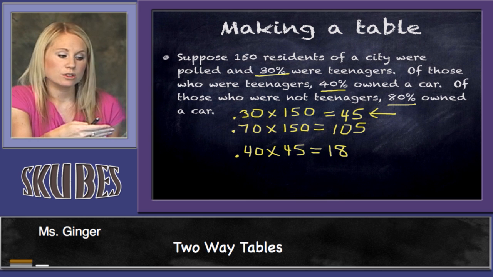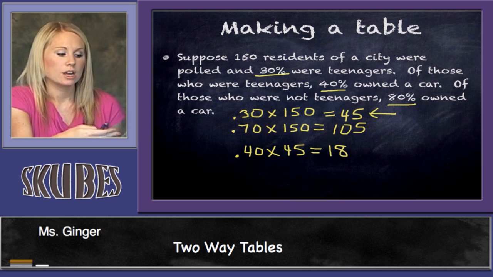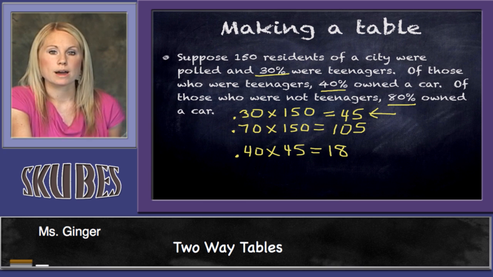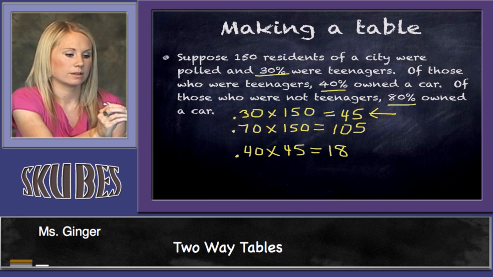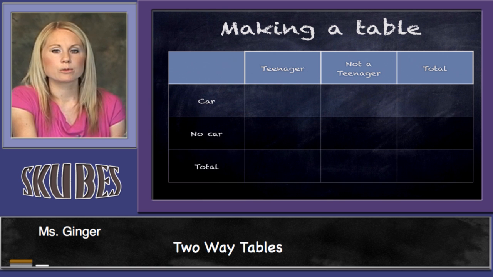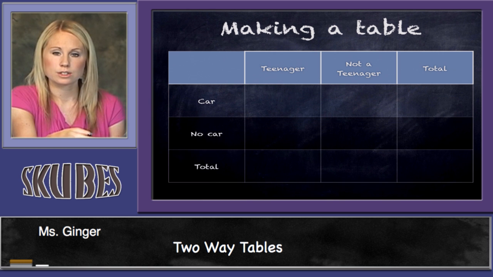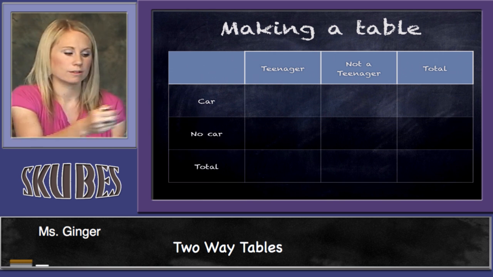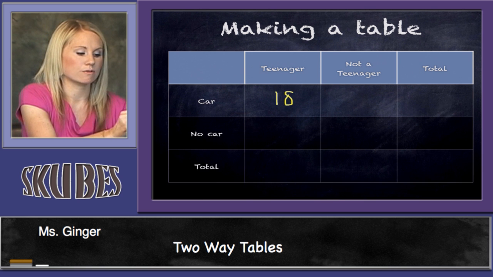So you're going to continue to do this with the information here, just multiplying each percentage by the amount to find what you need for the table. We just found the amount for the group of teenagers and the amount in that group that owned a car, and that was 18. So we're going to put that information here.